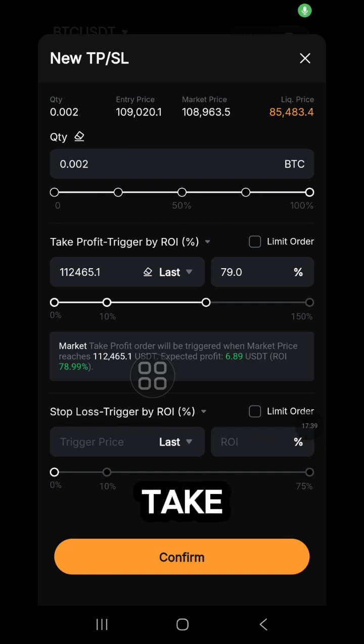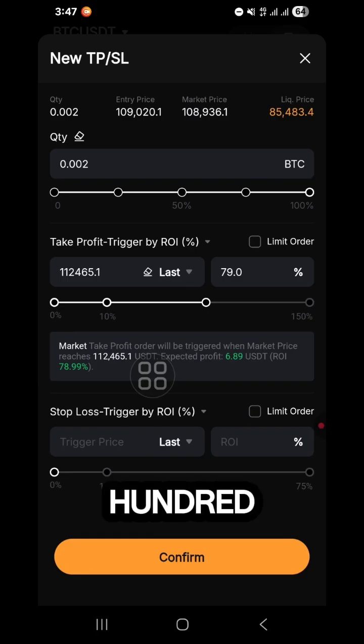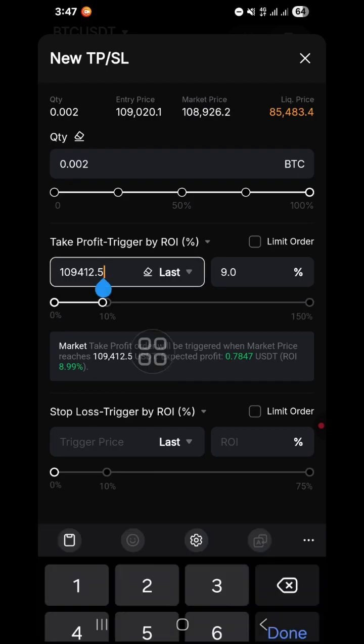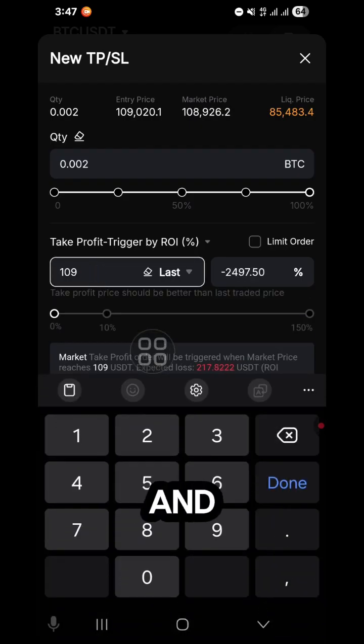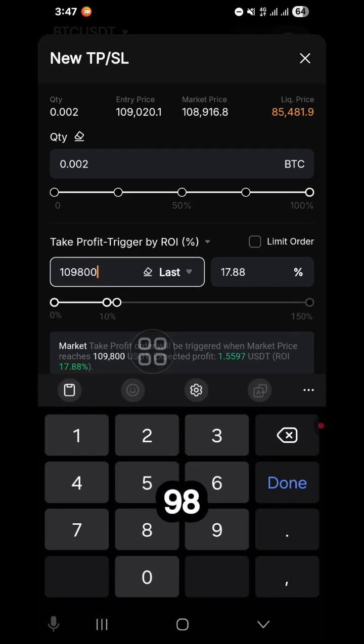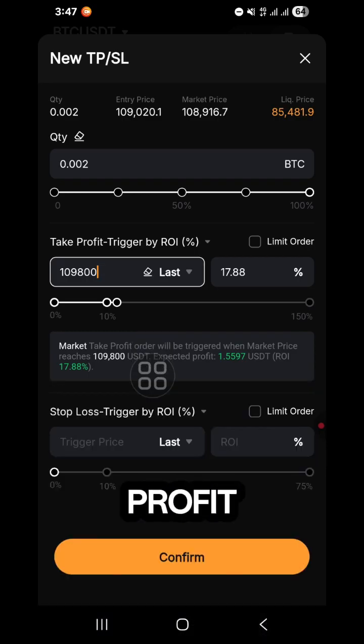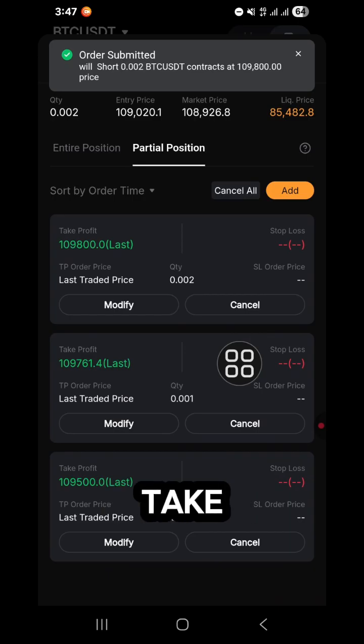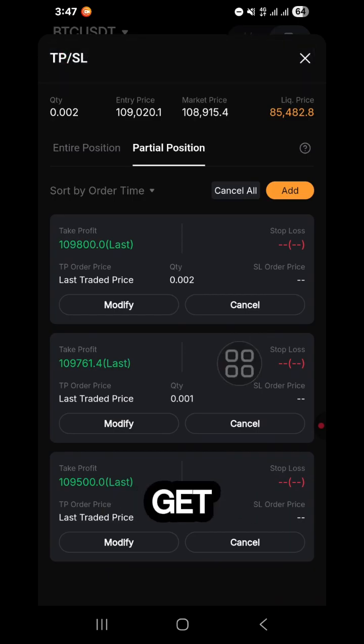Let's say I want to take my final profit. I'm going to put this at 100%. So I want to take my final profit when the price has gone to 194. Let me change this to 198. This is my final profit, which I'll be taking from my calculator. Confirm. As you can see, I've set multiple take profit and stop loss. This is what taking partial means.